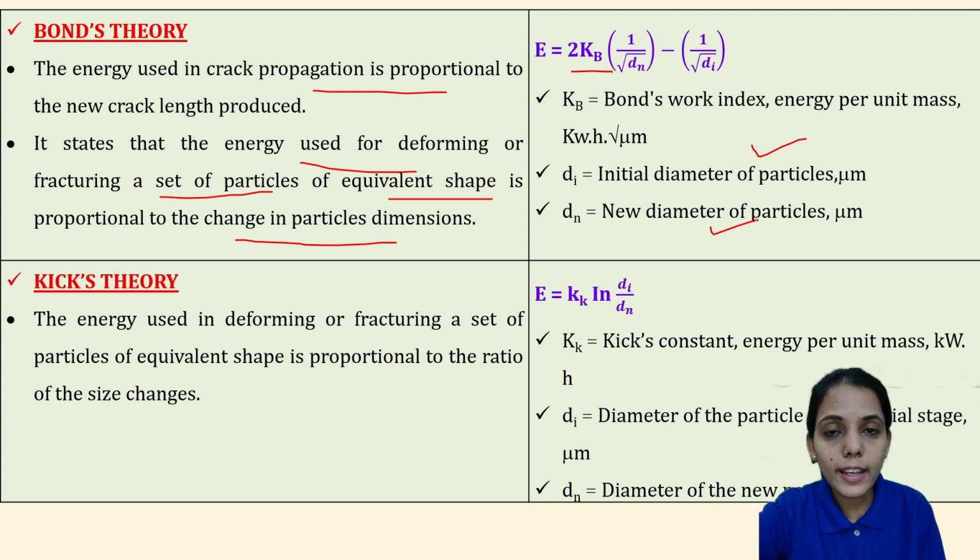In Rittinger's theory, it was directly proportional to the new surface area. Here it is proportional to the diameter. And this is Bond's work index, that is energy per unit mass. So this is about Bond's theory.